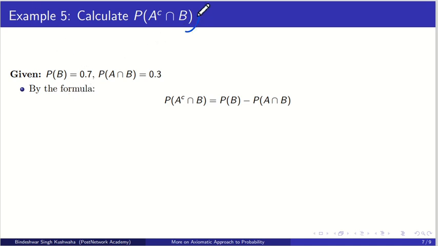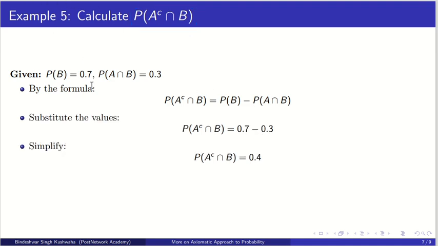Now second example, that is also very easy, just plug in the values. So we need to find the probability of A complement intersection B. So just plug the values here, P(B) 0.7 minus this one 0.3, so obviously 0.4. Let us see that I have calculated it, so you can see that.